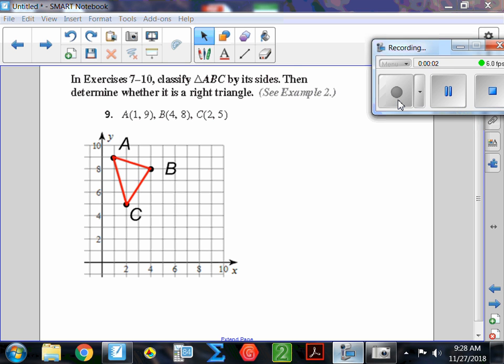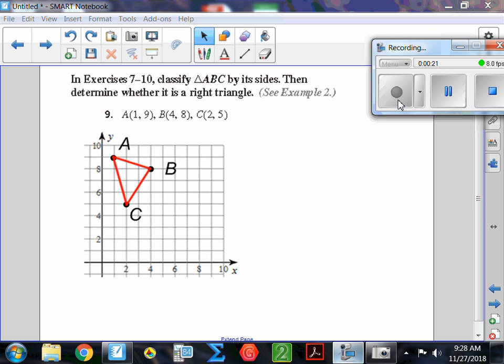This is the solution for number 9 in the Target 3 and 4 homework, page 236. Classify triangle ABC by its sides and determine whether or not it is a right triangle. So all the points are plotted and the triangle is drawn. And I could use the Pythagorean theorem to find the length of each side.